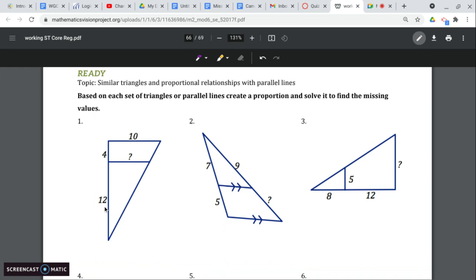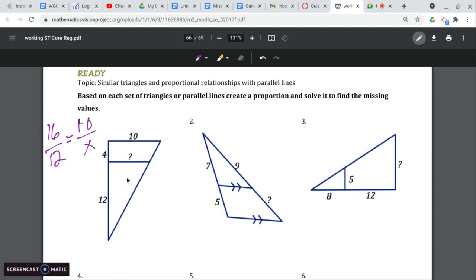This side here is 12 plus 4, which is 16. So we've got 16 over the long side of the smaller triangle, which is just the 12. So 16 over 12 equals, well, now we do the base of the big triangle, which was 10, over x. We don't know what the question mark is, so we make it x. Now we can solve this proportion.